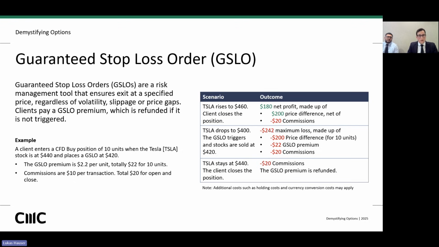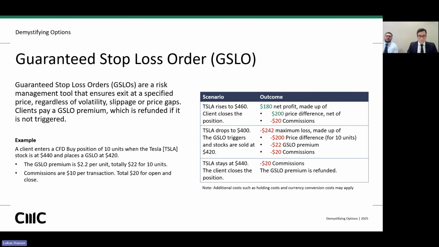Assuming that the Tesla stock is currently at $440 and I buy 10 units, I want to protect myself on the downside. So I add a GSLO with a level of 420 to that. In this case, the premium for the GSLO would be $2.20 per unit, which is a total of $22 for the 10 units that I buy. And the commissions here would be $10 per transaction, which is a total of $20 if I first buy and then close a position.